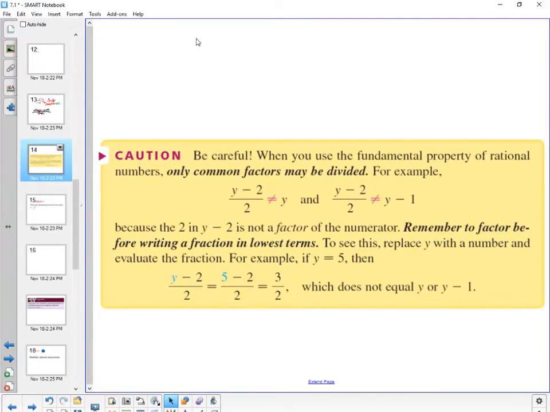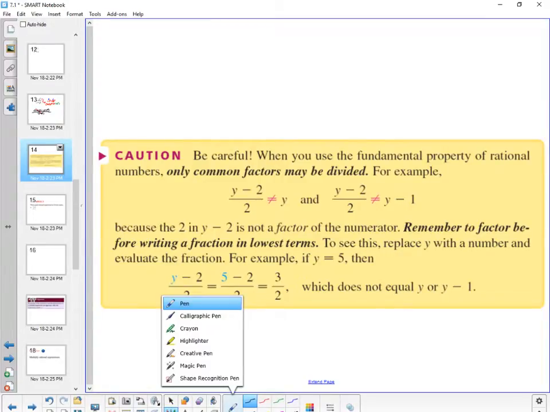See if I can use my marker here. I want some McDonald's apple pie.